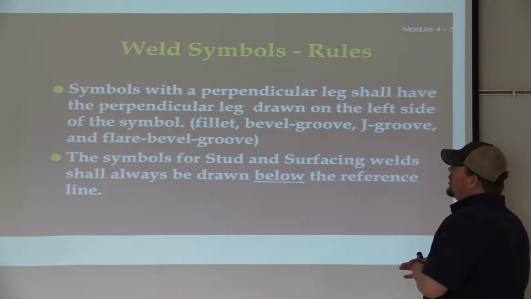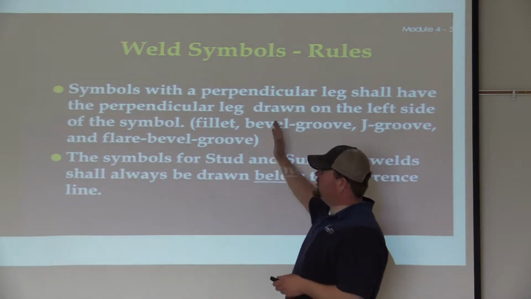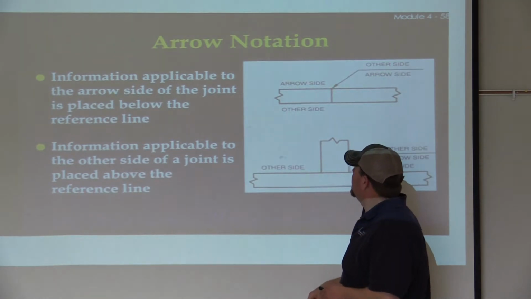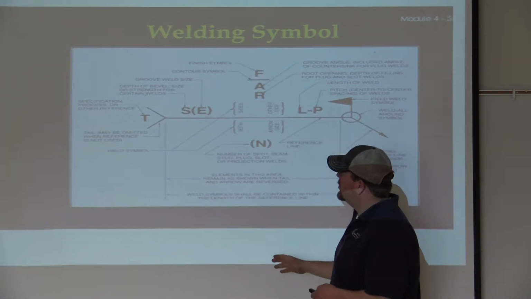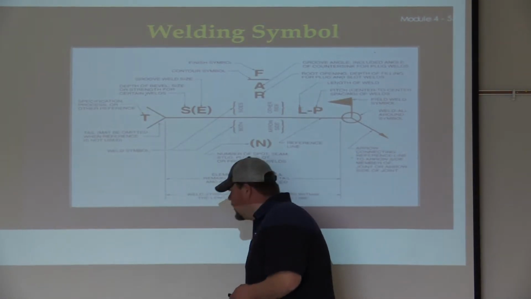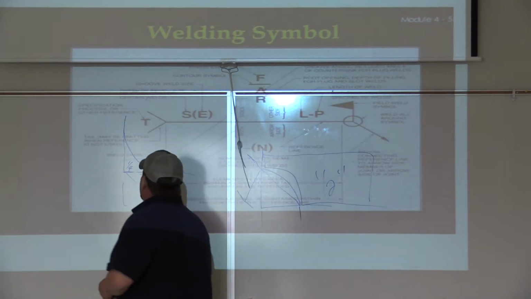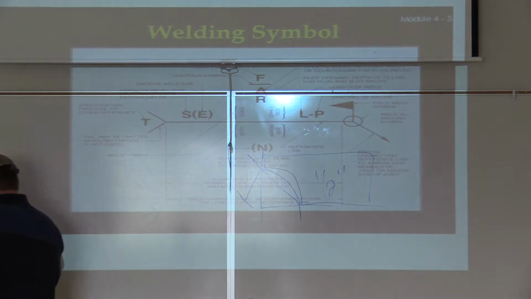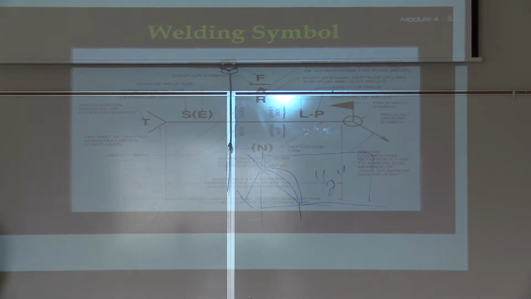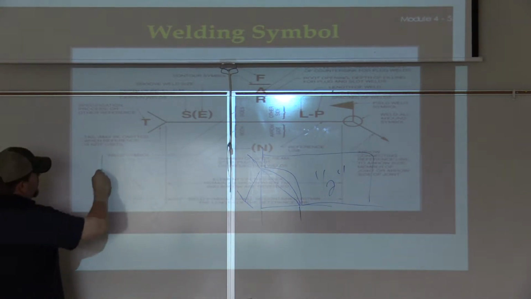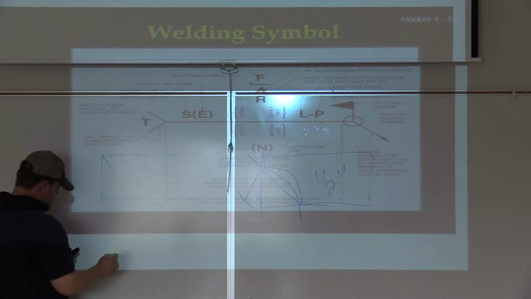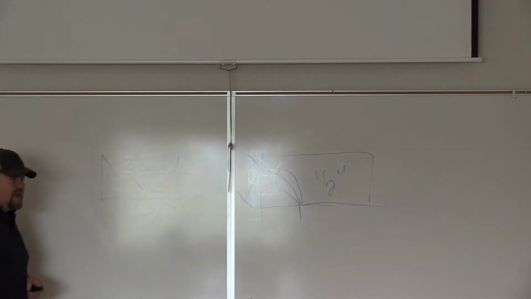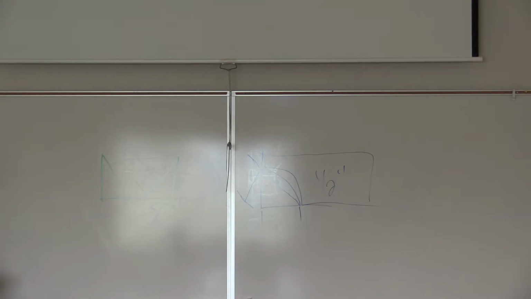So, real quick, all symbols with a perpendicular leg. For example, a fillet weld. A fillet weld is always drawn with a perpendicular leg on the opposite side. Okay? Meaning, your fillet weld will always look like that. It will never look like that. Okay?